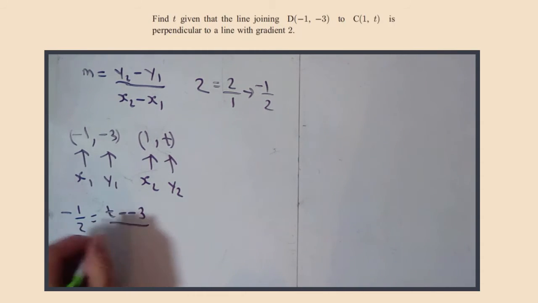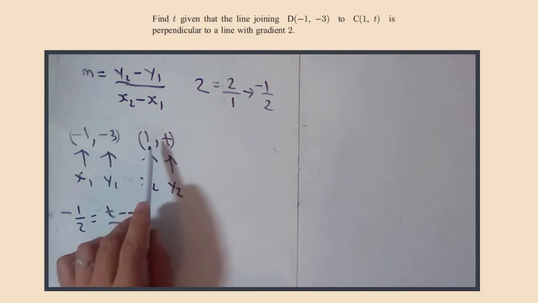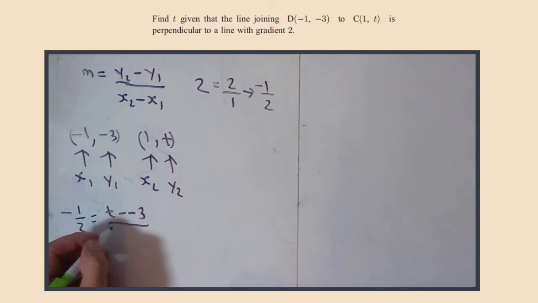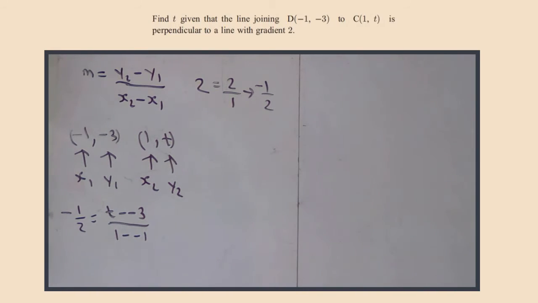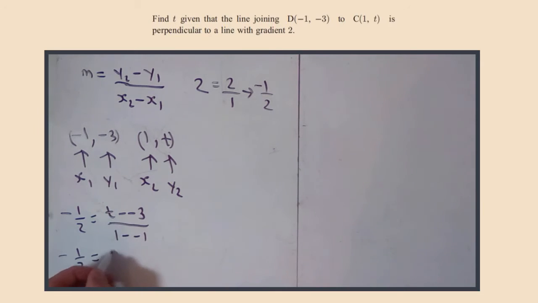Massive source of mistakes, this minus bit, so don't let yourself be the one that makes the mistake. So y2 minus y1 over x2 minus x1, so that's 1 minus -1. Right, so that's a bit complicated, but we can certainly tidy it up a lot in the first instance. Just say -1/2 equals t plus 3 over, so 1 minus -1 is 2. And actually now it's going to look a lot nicer very soon.